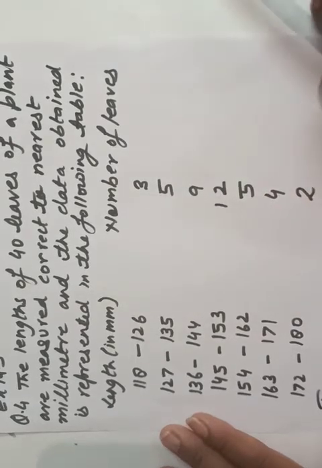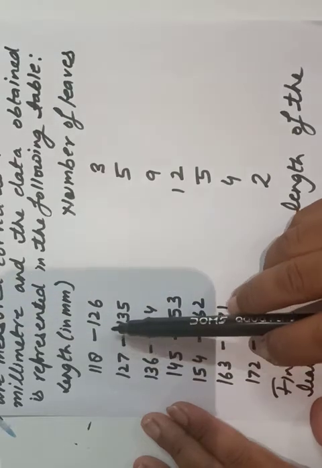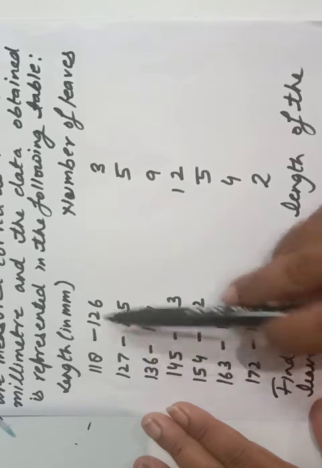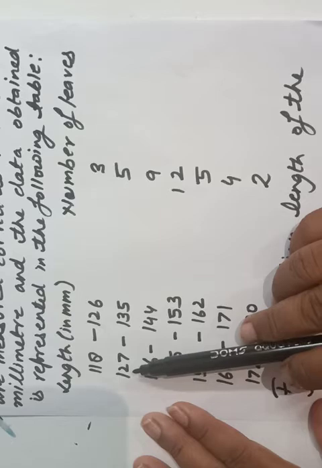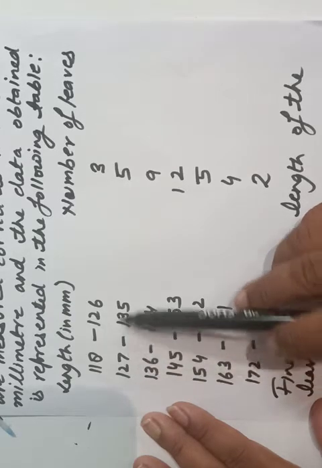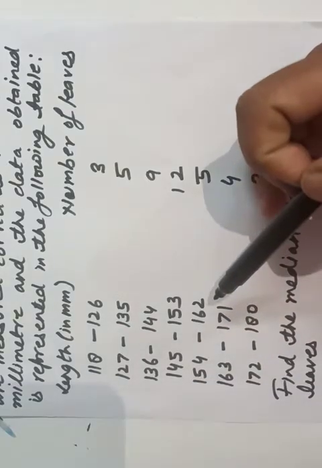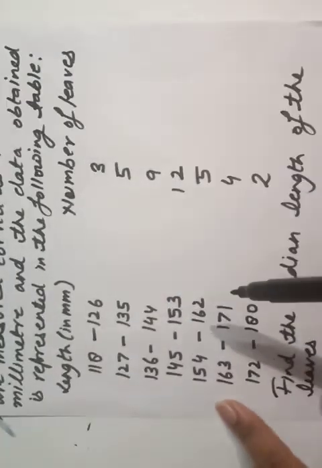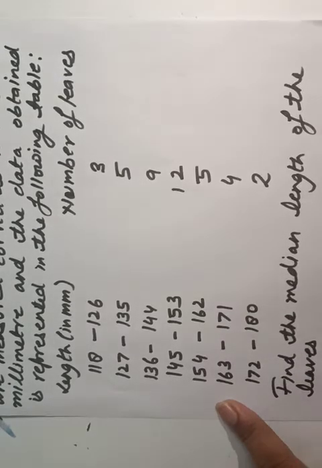So if you see the class interval here, 118 to 126 and 127 to 135, again we can see here the upper limit of the preceding class is not equal to the lower limit of the succeeding class. So we can say such type of class is an inclusive class interval. So we can't find out the median according to this class interval. We need to change the class interval from inclusive to exclusive one.